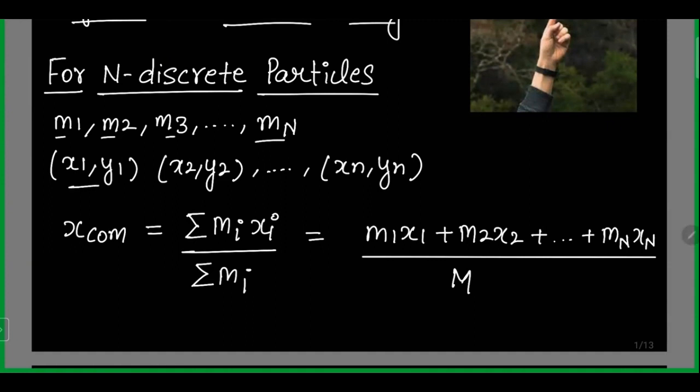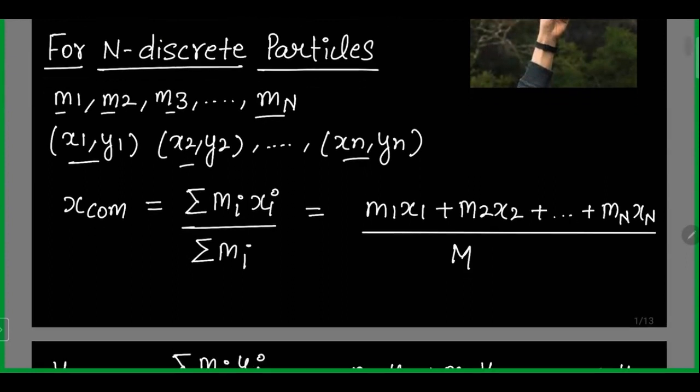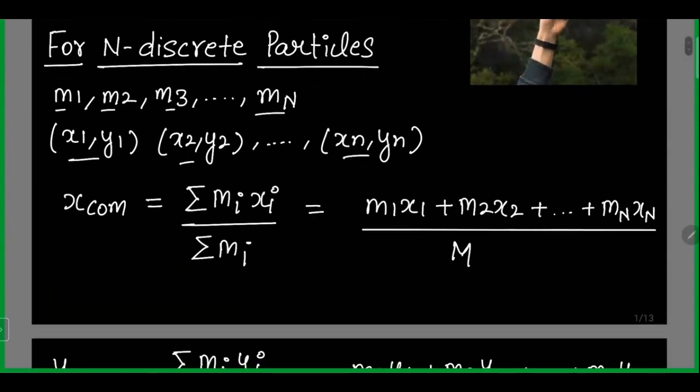So mass 1 is at x1, y1. Mass 2 is at x2, y2. Mass n is at xn and yn. So we are asked to find the center of mass. The formula for center of mass is the summation of mi xi divided by the total mass M, and the summation is over i. Your i goes from 1 to capital N because there are n particles.